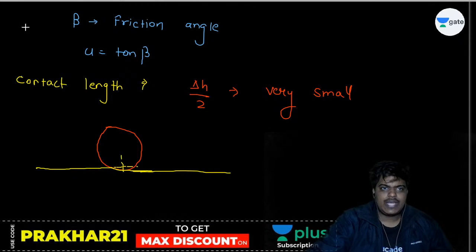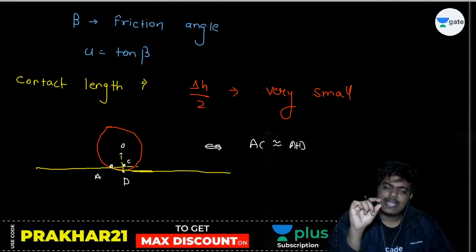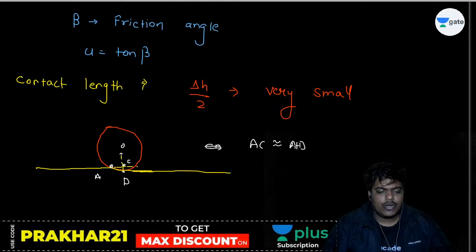So can you say that this part is A, this part is C, this part is D, this part is O? Can you say CD, can you say AC is approximately equal to AD? Because the lesser will be the del h by 2, AC और AD almost close होते जाएंगे. AC and AD will almost come close.